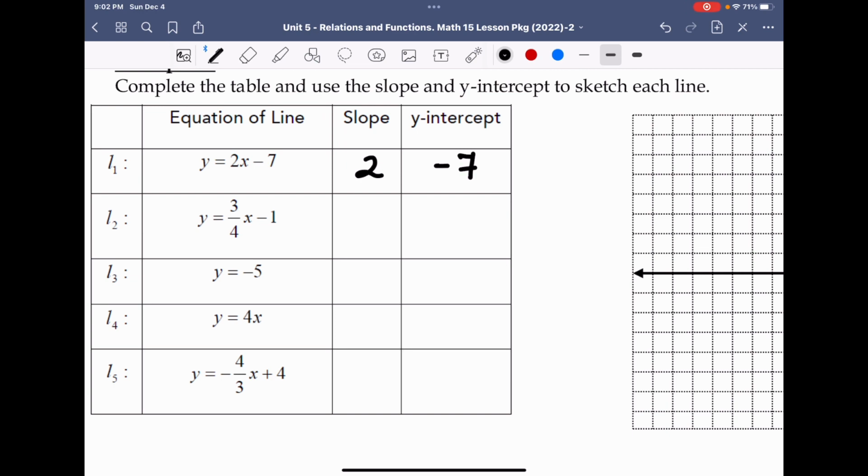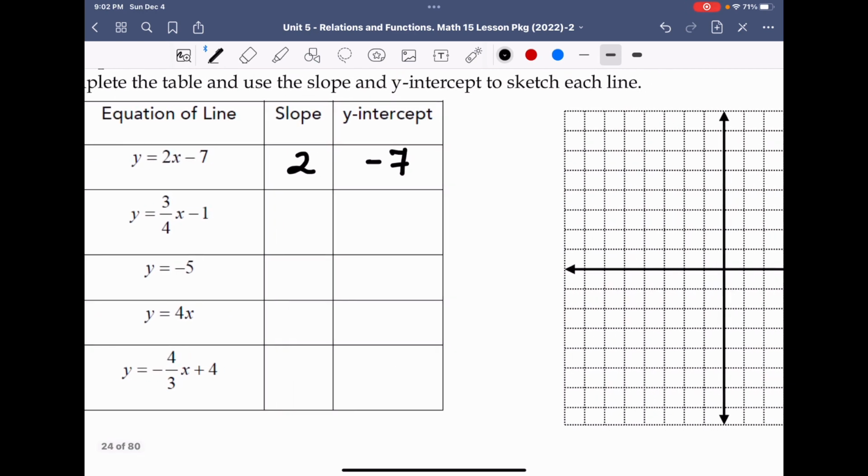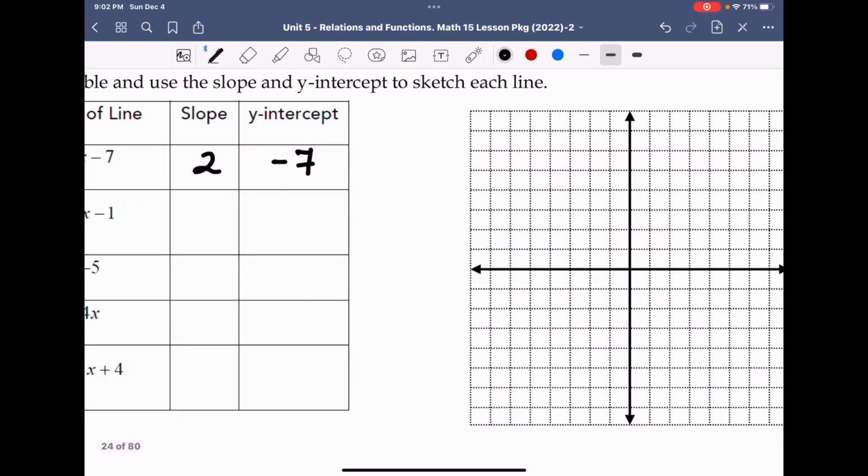So when we go to plot this graph here, what we're going to do is we're going to start by drawing at -7, which is our y-intercept. We're going to put a point there. So we go 1, 2, 3, 4, 5, 6, 7 down. There's our point. We have a slope of 2, so we rise up 1, 2, over 1. And then what we can do is actually just draw a little line to connect those two. And we will call this graph A.